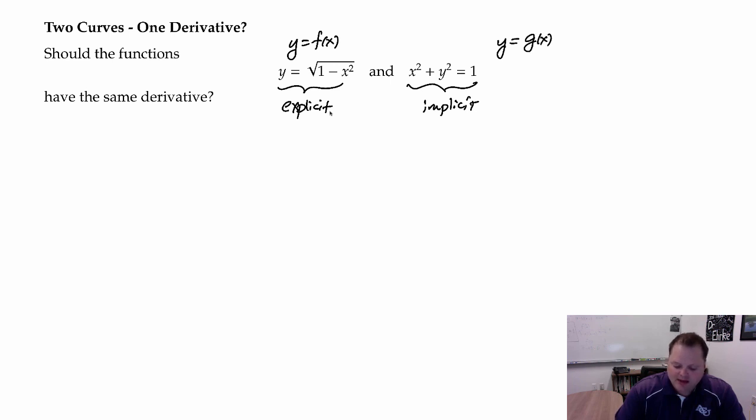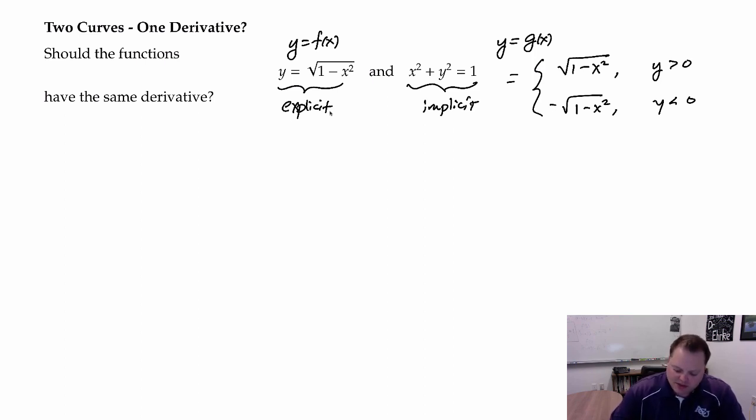It just won't happen. In fact, if you solve for y, you end up getting that y is the square root of 1 minus x squared, so long as y is greater than 0, and you get minus the square root of 1 minus x squared when y is less than 0. And when y is equal to 0, you just get the 2 points, plus or minus 1. But I'm not going to list those.